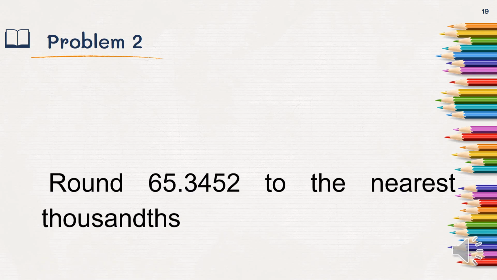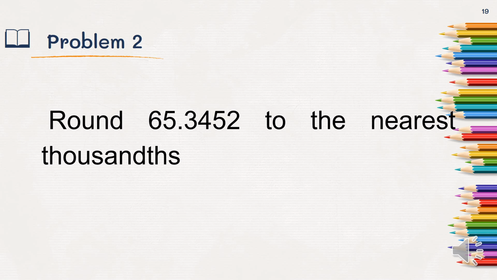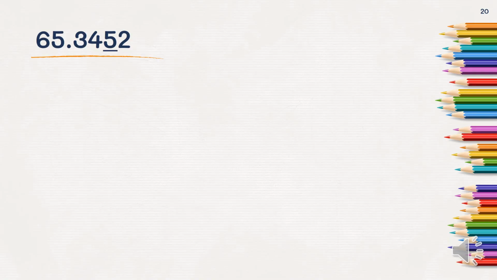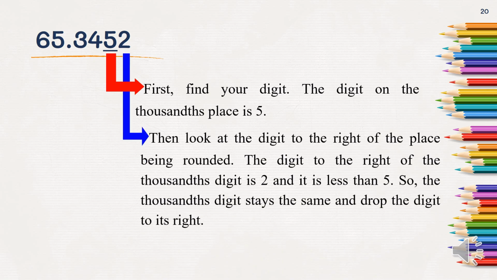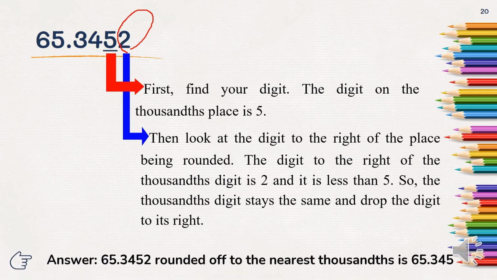Let's have problem number 2. Round 65 and 3,452 10,000ths to the nearest thousandths. So let's write the given number, 65 and 3,452 10,000ths. First, find your digit. The digit on the thousandths place is 5. Then, look at the digit to the right of the place being rounded. The digit to the right of the thousandths digit is 2 and it is less than 5. So the thousandths digit stays the same and drop the digit to its right. So the answer is 65 and 3,452 10,000ths rounded off to the nearest thousandths is 65 and 345 thousandths.